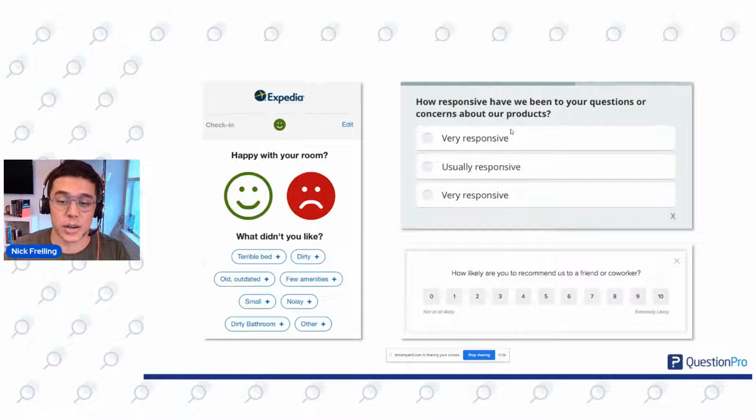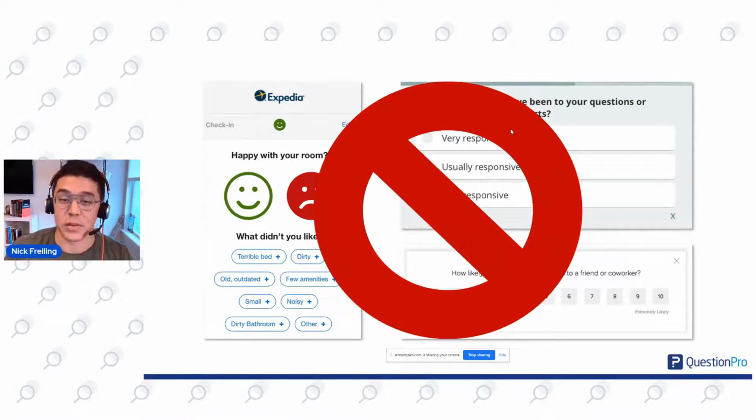On the right side of the screen, there's actually a mistake in the one on the top, but how responsive have we been to your questions or concerns? At the bottom is a net promoter score question: how likely are you to recommend us? These are survey questions. These are not market research survey questions. These are customer feedback. You're getting feedback from people that already use your product. Now, that can be a form of market research, but it's not what we're talking about here for teams that don't have a database of 15,000 customers to survey and get feedback from.